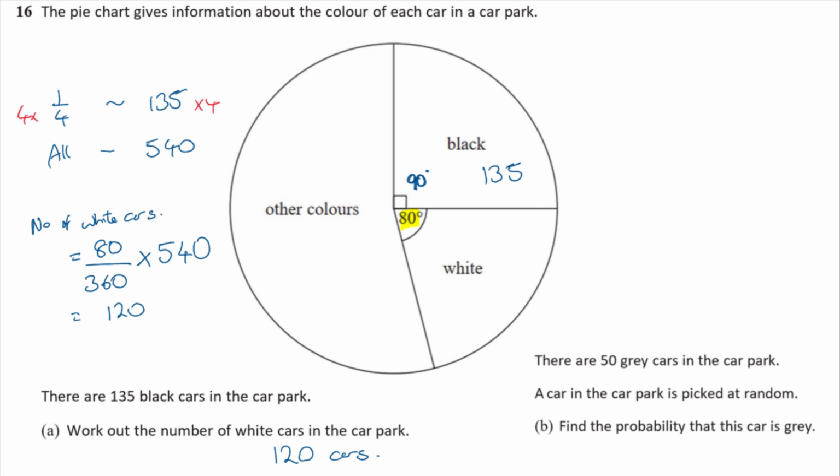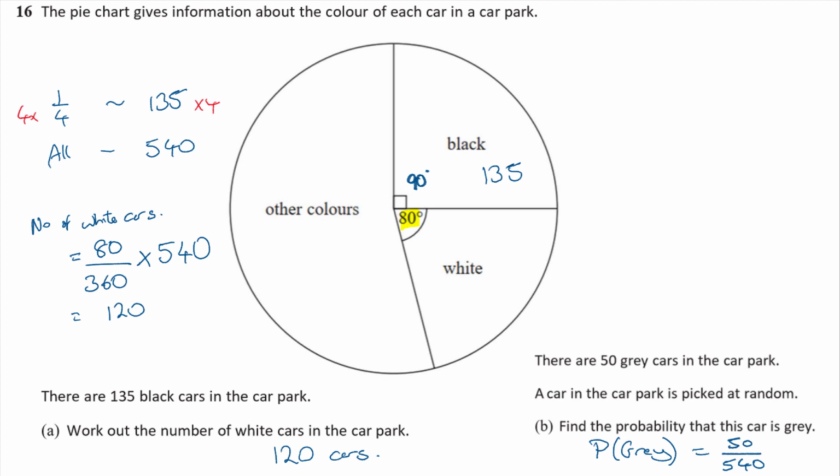Now part B says there are 50 grey cars in the car park. A car in the car park is picked at random. Find the probability that this car is grey. Okay. Well, the probability of any event is equal to successful outcomes divided by total outcomes. So the probability of getting a grey car, success would be picking one of the grey cars, of which there are 50. And then how many cars are there altogether? There is 540 cars. So the probability of picking a grey car is 50 over 540.